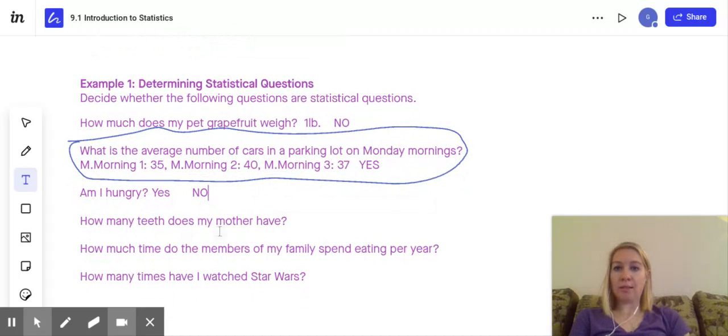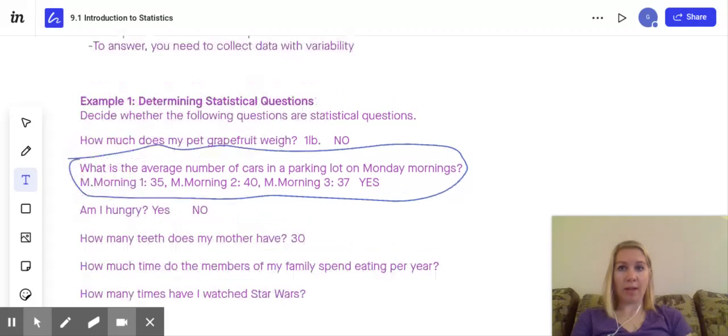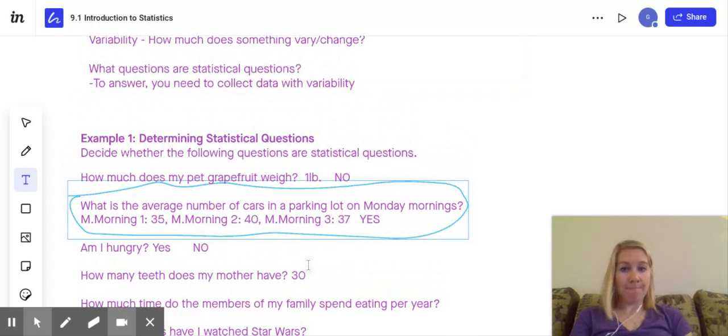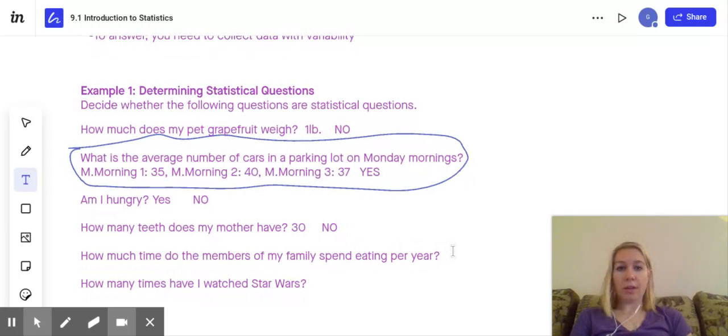Okay, let's look at the next one. How many teeth does my mother have? Okay, well, to find the answer to that, I need to ask my mother, I need to call her up. Hey, Mom, how many teeth do you have? Let's say she has 30 teeth. Okay, does that give us a variety in data? Does it give us a change in data? Does it vary? Nope, that's just a single number answer. So again, no, not a statistical question.